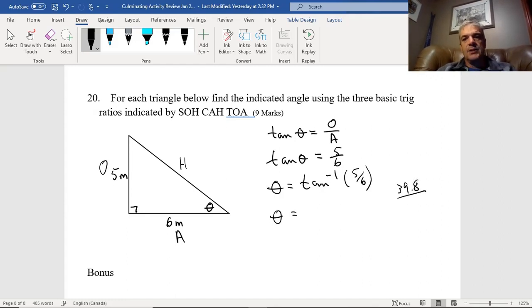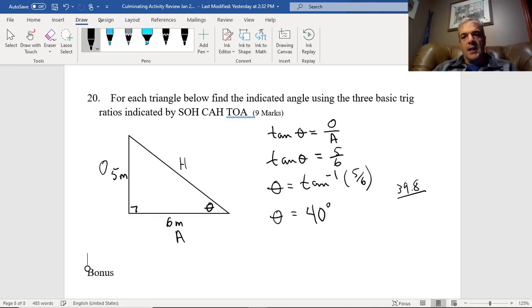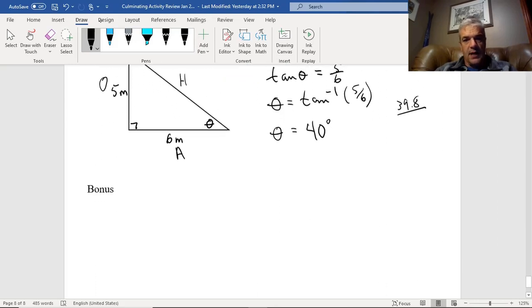You should come up with the answer of 39.8. I always recommend for degrees, just round it off to the nearest degree. The difference between 39.8 and 40 is so small in an angle that we wouldn't worry about it. So in this case, 39.8 rounds off to 40. And so I'd be looking for the answer of 40 degrees. And it's important to include the unit degrees up here, okay? That's a way of measuring the angle for anything that we do in math in degrees, okay?